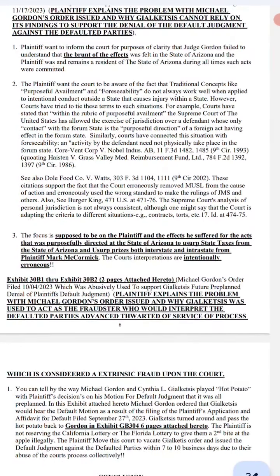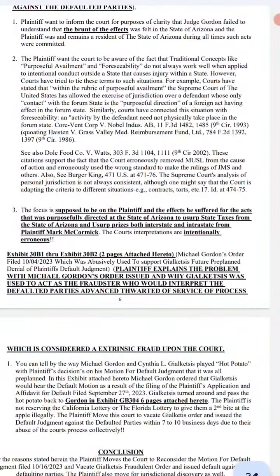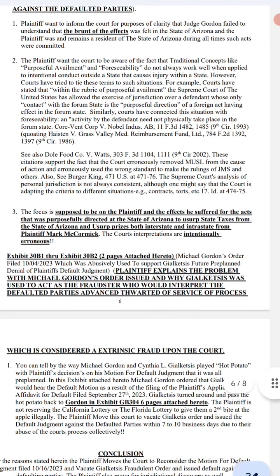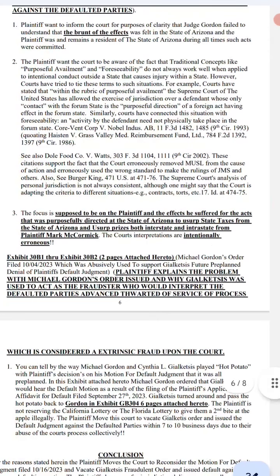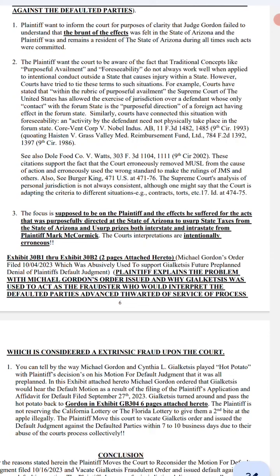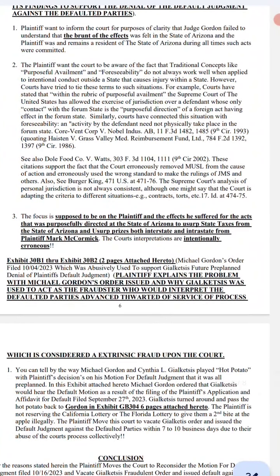Number 1, plaintiff wants to inform the court for purposes of clarity that Judge Gordon failed to understand that the brunt of the effects was felt in the state of Arizona, and the plaintiff was and remains a resident of the state of Arizona during all times such acts were committed. So the state of Arizona has a duty to provide the plaintiff with a constitutional right to have his case heard in his home state because he felt the effects of the foreign act that was committed in his state, which is the forum state, and the act was directed at the state of Arizona because they stole their tax money, they usurped state tax money from the state of Arizona, and they usurped millions and billions of dollars from me.